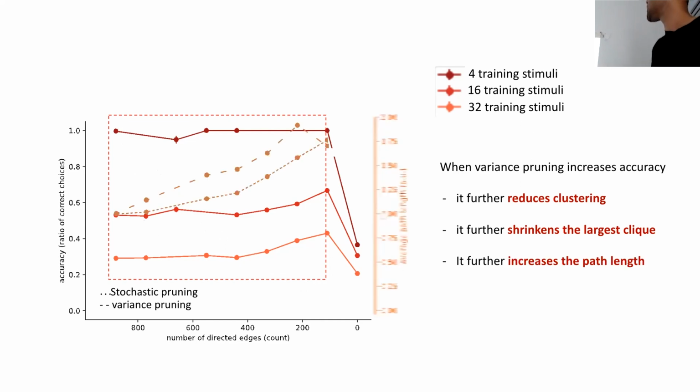And finally, the path length of the network, which means the distance between any two nodes, increases more when you do variance pruning compared to when you do stochastic pruning. So there are very different changes in the topology of the network graph when you do variance versus stochastic pruning, which correlates with the improvement in accuracy.